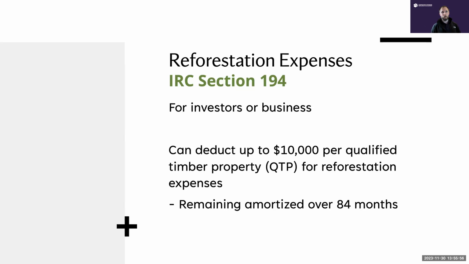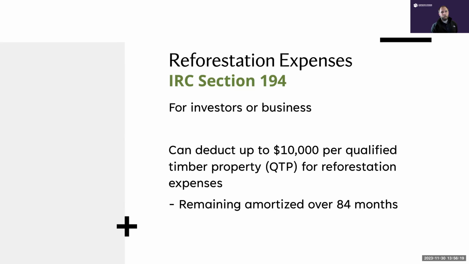Section 194 is the Internal Revenue Code for that. But let's say you spent $15,000 on reforestation expenses. You would get to deduct $10,000 for this year, and the remaining $5,000 would be amortized over the next 84 months, which is essentially 7 years.